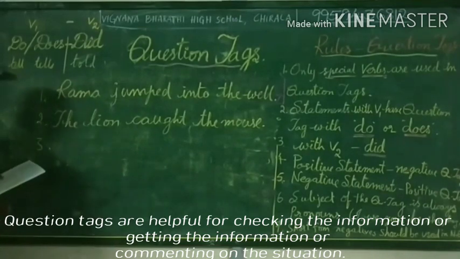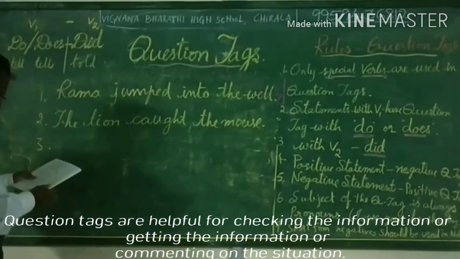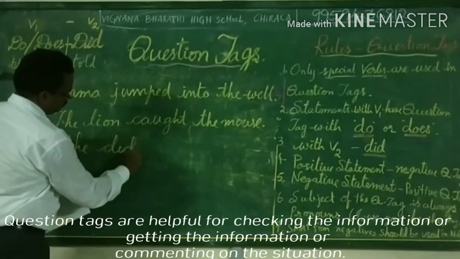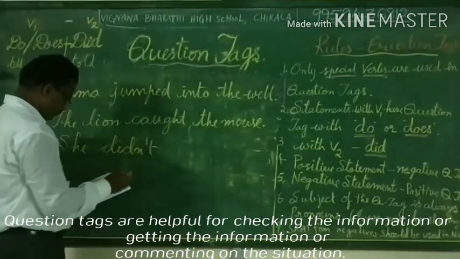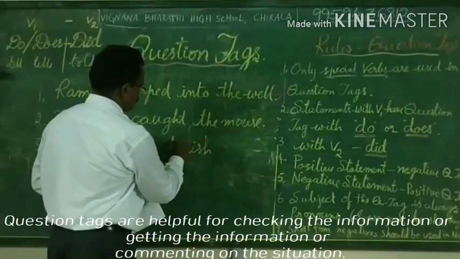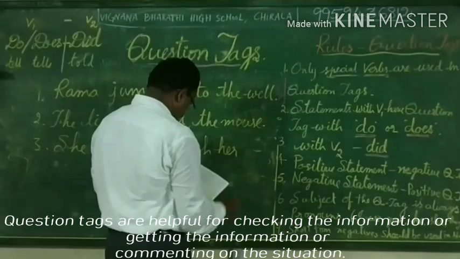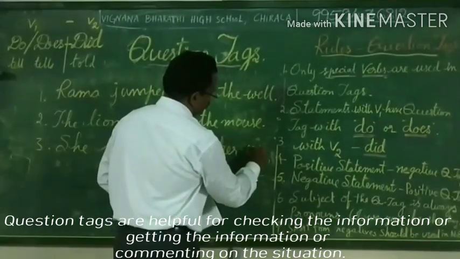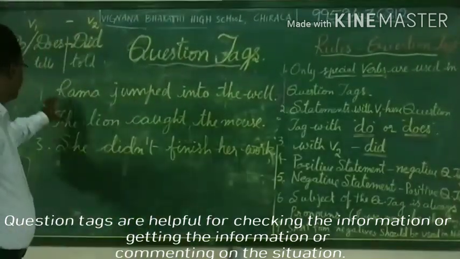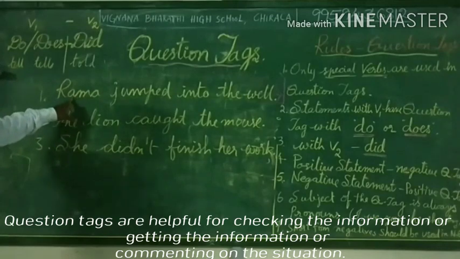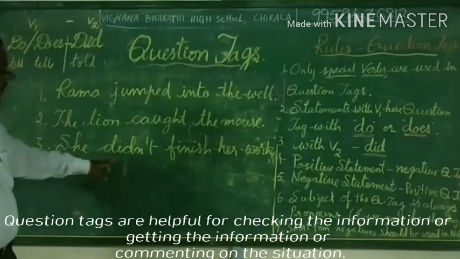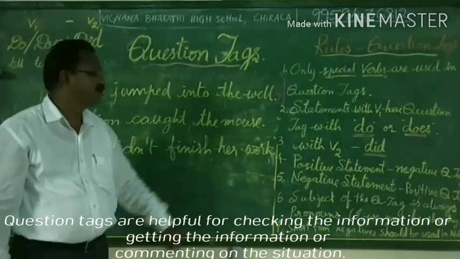One another sentence. She did not finish her work. She didn't finish her work. So these three are the statements under this model. Rama jumped into the well. The lion caught the mouse. She did not or didn't finish her work.